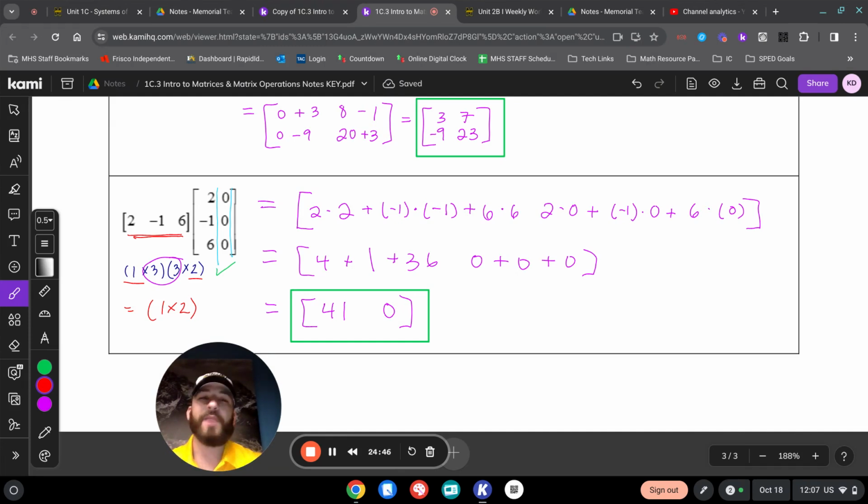Okay, so that pretty much wraps up matrix operations, y'all. If there's one big piece, and it kind of combines all of those skills, but matrix multiplication, that's the big skill that we want to pull out of this, because we're going to really apply it next time on 1C.4 when we solve systems using matrices.